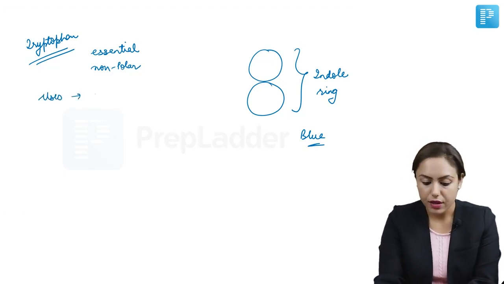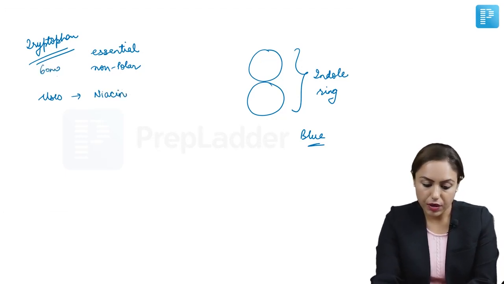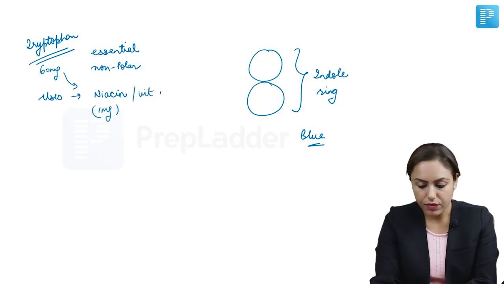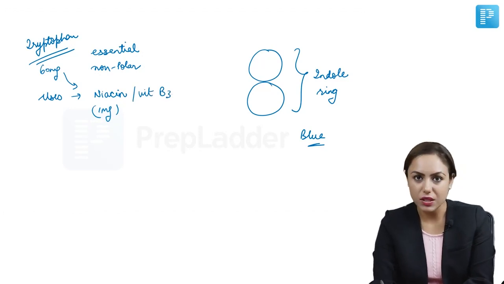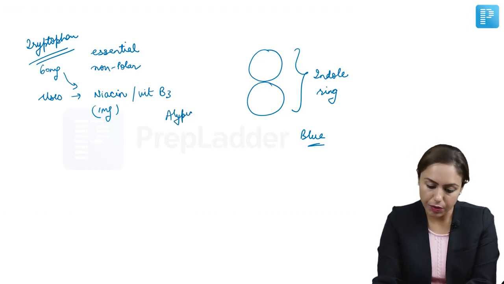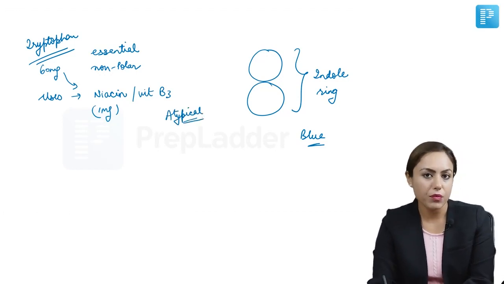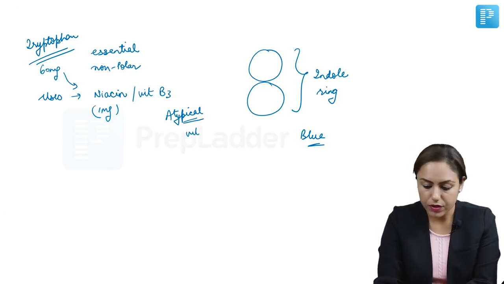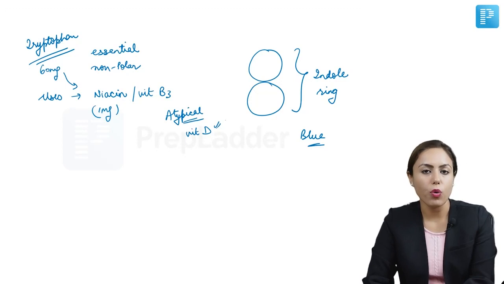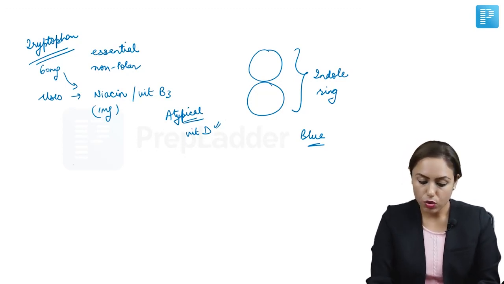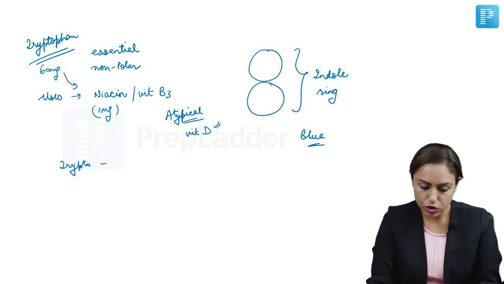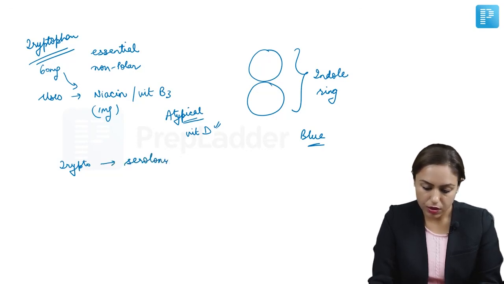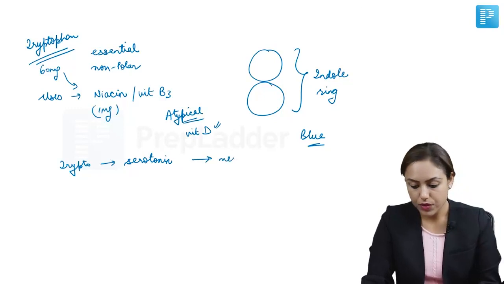Tryptophan is used for the formation of niacin. 60 milligrams of tryptophan will make 1 milligram of niacin. Niacin is vitamin B3. Usually vitamins cannot be made in the body, but this is an atypical vitamin which can be made in the body. Another atypical vitamin is vitamin D, which can be synthesized from sunlight. Tryptophan is also used for the formation of serotonin, and then serotonin forms melatonin.